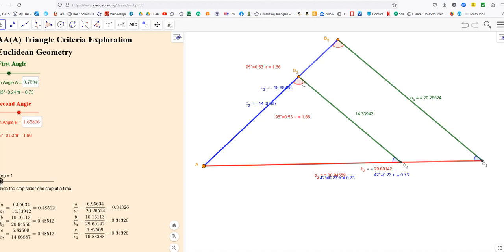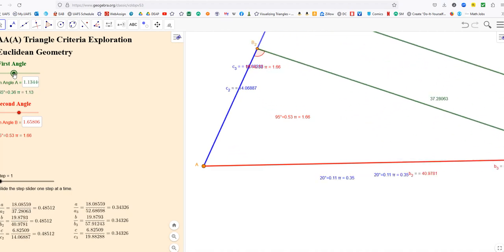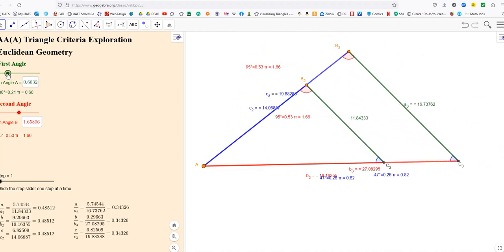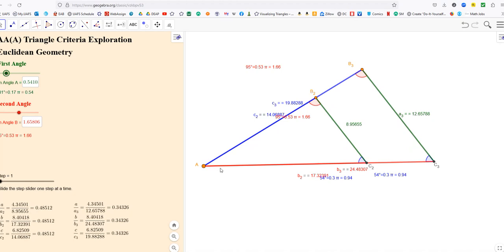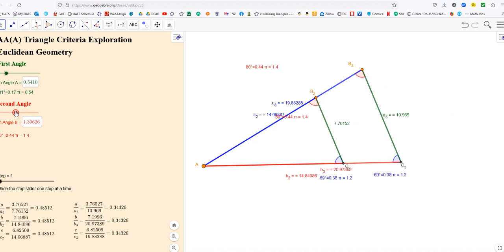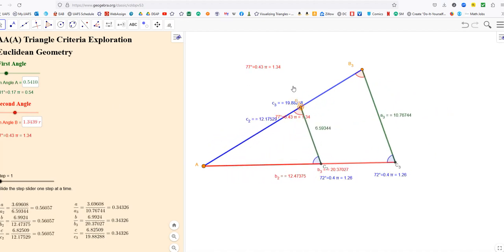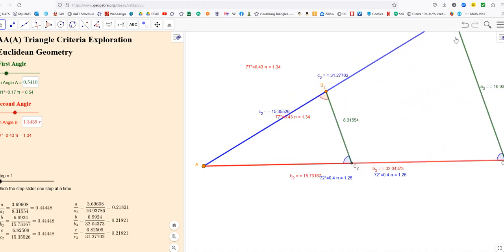Okay, so here we have two triangles, triangle A, B, C1, and let's say here's A, B2, C2, and then we have A, B3, C3. We can control the angle at A, that's the angle here, and we can control the second angle, which is at B. But notice that there are many places we could put this along here, and it does not change those angles. And here's a second set here.